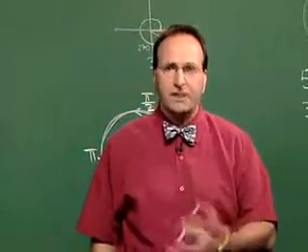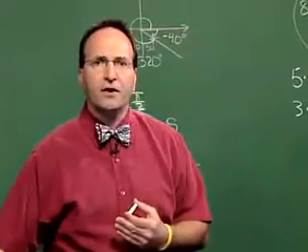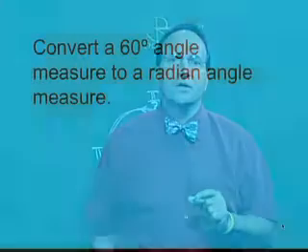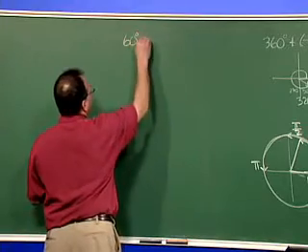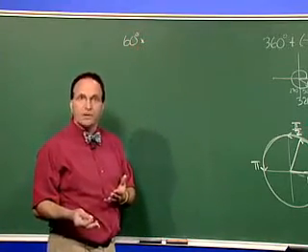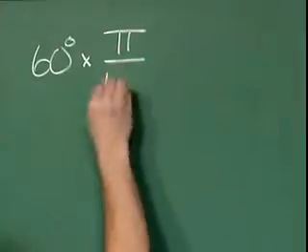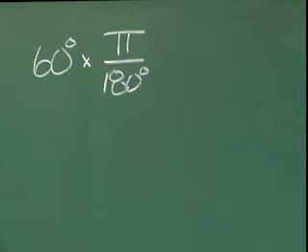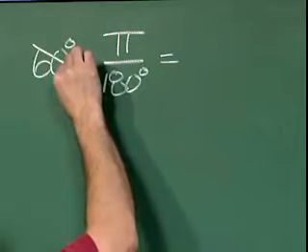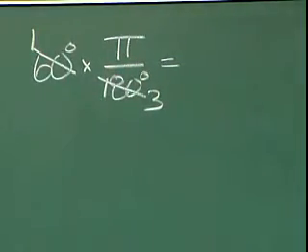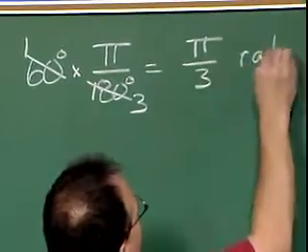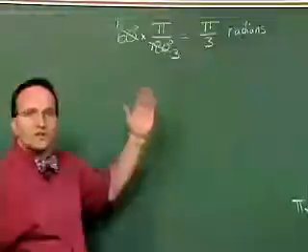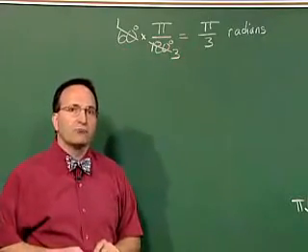Let's look at actually doing a conversion. The example that we have is to convert 60 degrees into its equivalent radian angle measure. So to do that, we take 60 degrees and we multiply by the conversion factor, which is pi over 180 degrees. In this particular case, of course, we can reduce this to 3. That reduces down to 1. So we get a value of pi over 3, and that's in radians. And so 60 degrees is equal to pi over 3 radians.